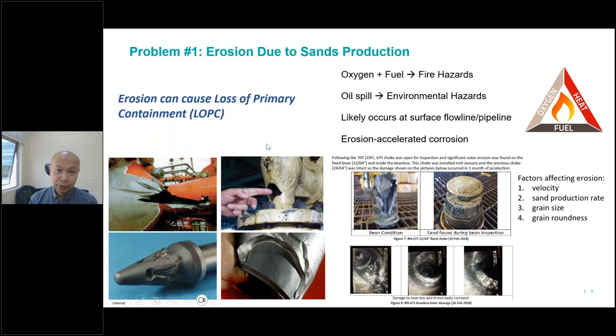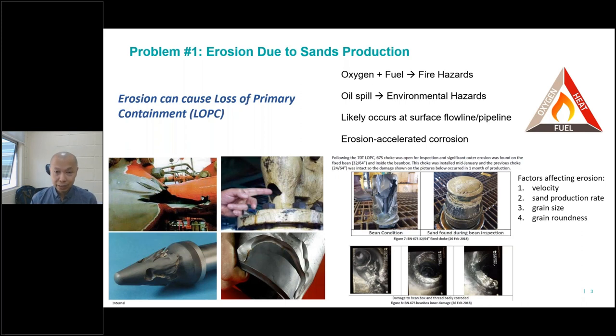So another issue with erosion, which probably some of you are familiar with: we know that erosion can accelerate corrosion, because any passive protection layer that we have to protect against the corrosion can be eroded, can be removed easily due to the erosion.